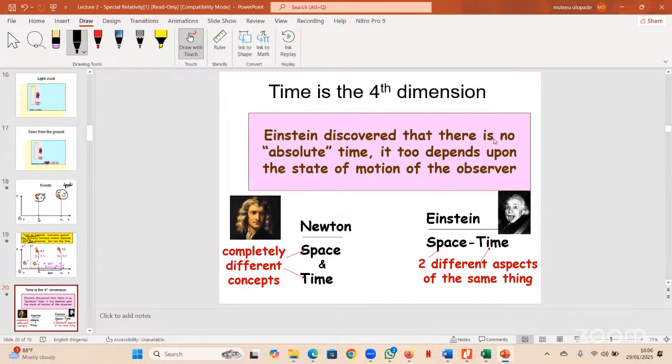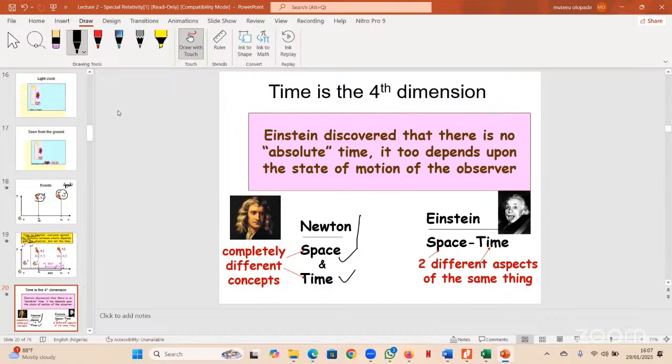So that was what was in quotations. Now, Einstein discovered that there's no absolute time. It too depends upon the state of motion of the observer. So Newton started the whole show. He was discussing space and time.